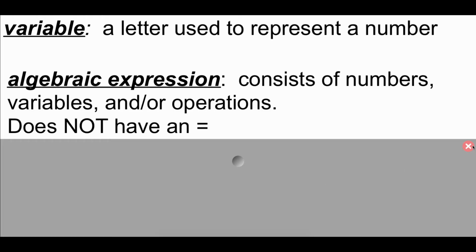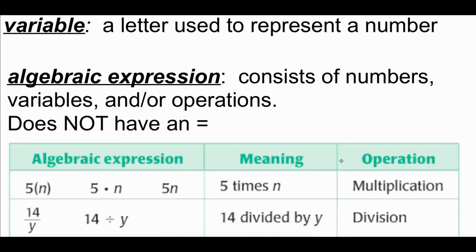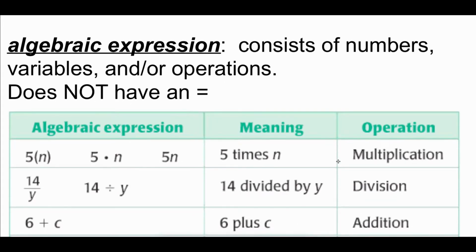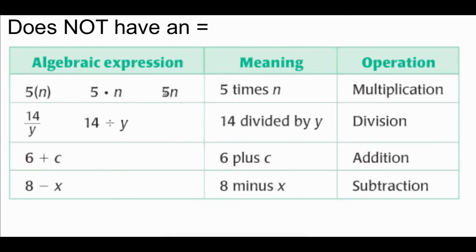Now, down below here, I do have a table full of a bunch of different algebraic expressions. So if we look on the left-hand side, and I'm going to start on the top here, these all represent different kinds of multiplication. So having 5 and then this set of parentheses with an n inside of it. That means 5 times n. So we're taking the number 5 and we're multiplying it by n.